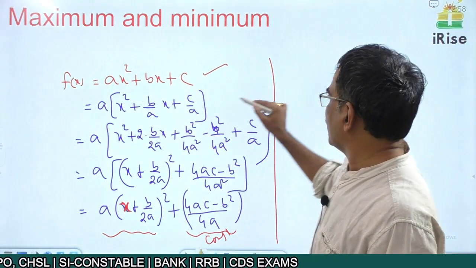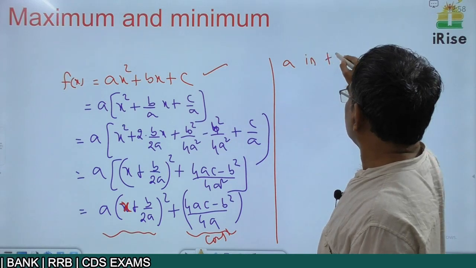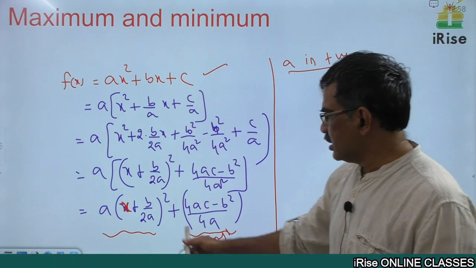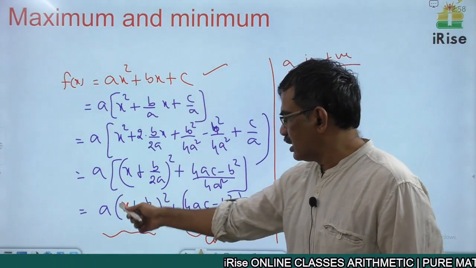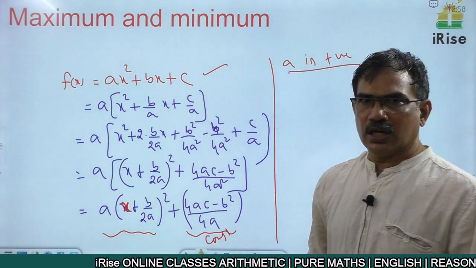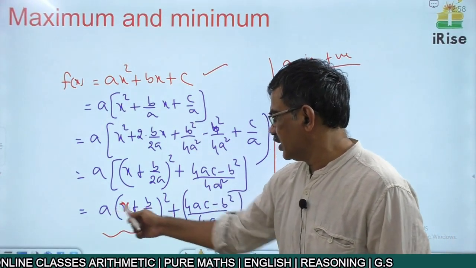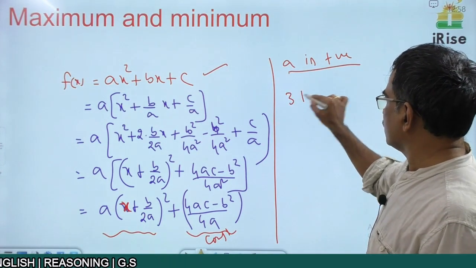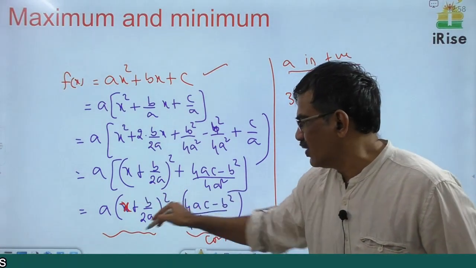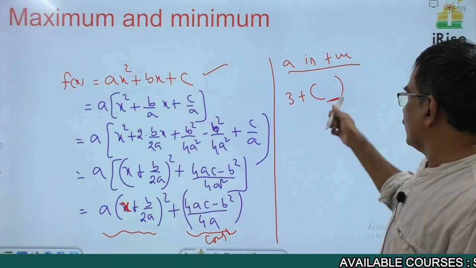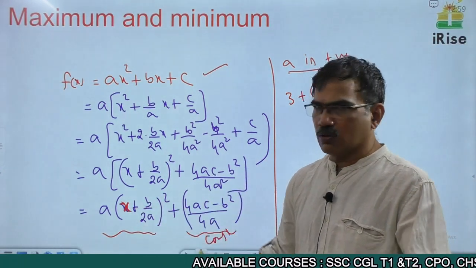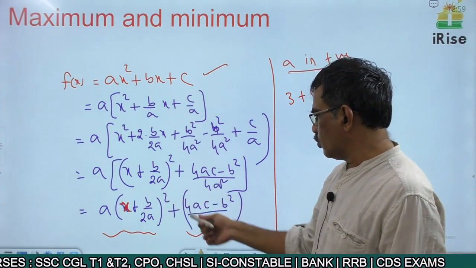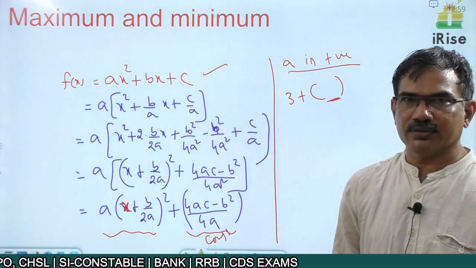Here, if a is positive, what happens? If a is positive, this is positive. Already this is a perfect square, always positive. Positive into positive is positive, added to a constant. For example, if this constant is 3, 3 is added to this one. If you put different values of x, the total values are different and always more than 4ac minus b square by 4a.